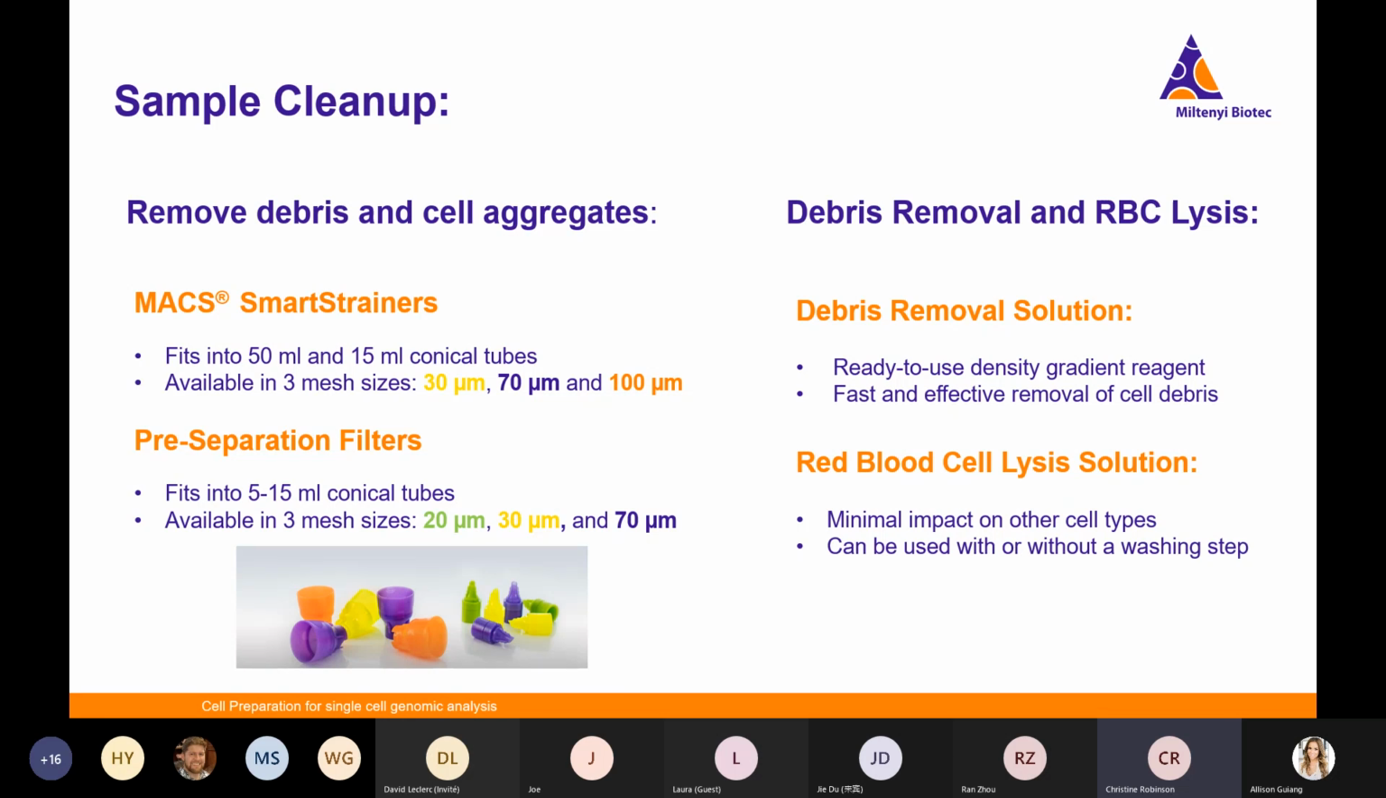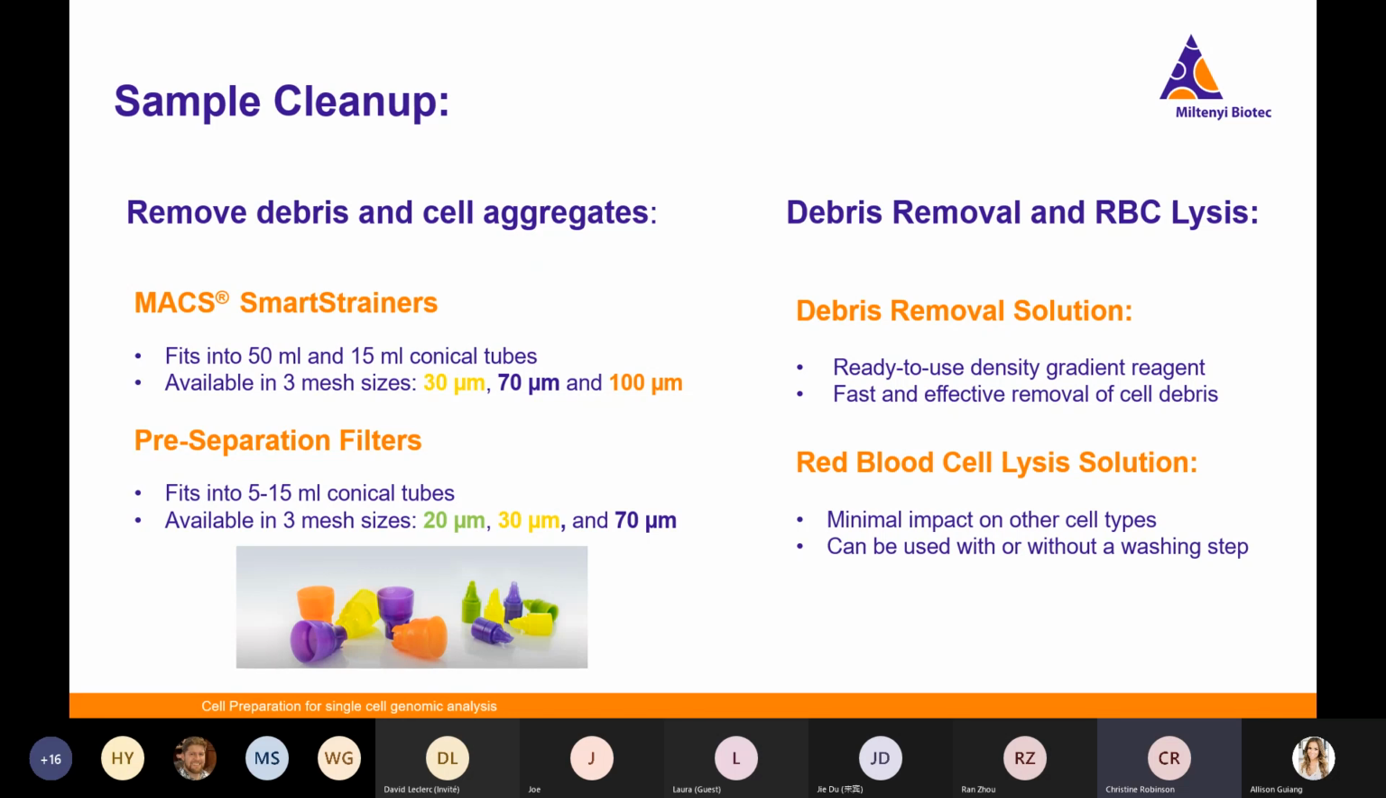And then we also have our debris removal solution, which is a ready-to-use density gradient reagent. And depending on what your sample is and whether RBC lysis is necessary, we have an RBC lysis solution, which only requires a 2-minute incubation time.